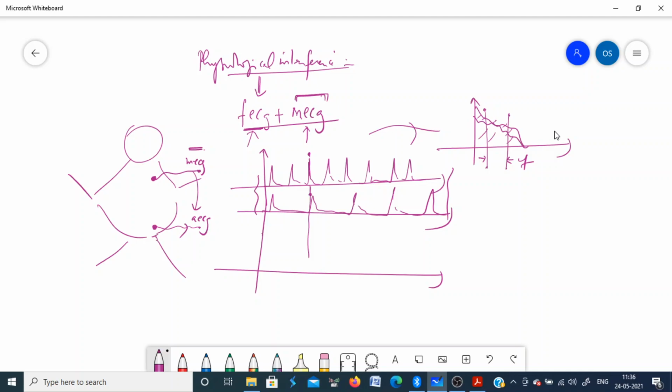Okay, so again, for such types of noises where the signal and the noise spectrum overlap, you cannot use normal filters, low pass or high pass filters. So we use some more sophisticated, advanced signal processing techniques to remove such types of noises, and one such method is adaptive filtering.